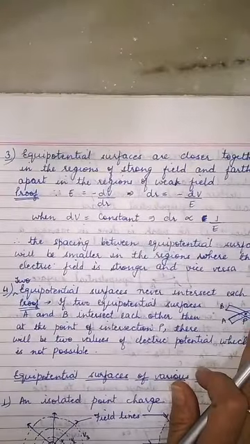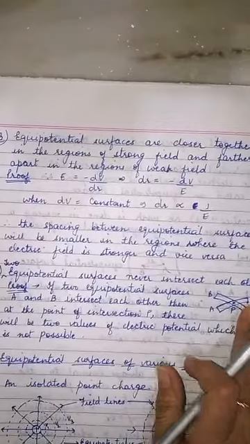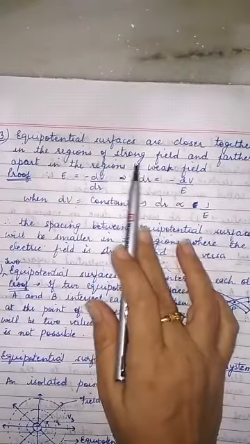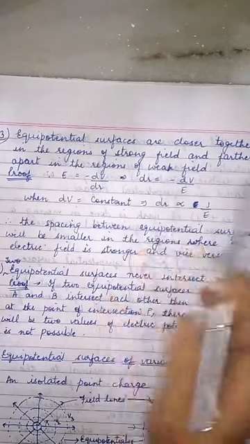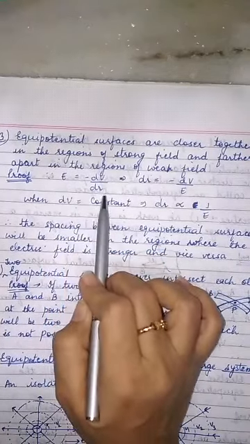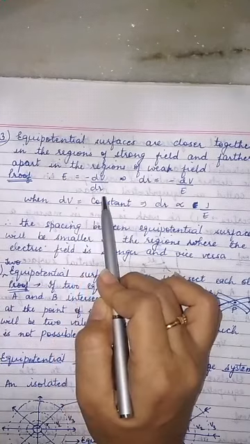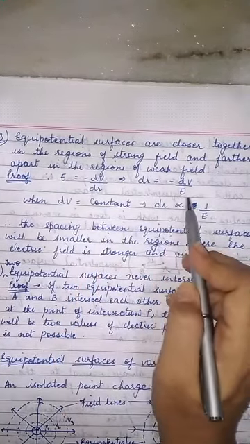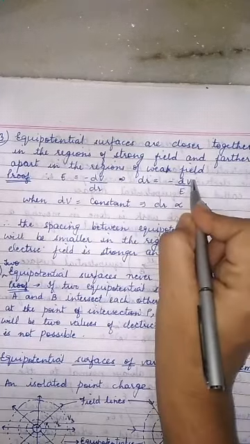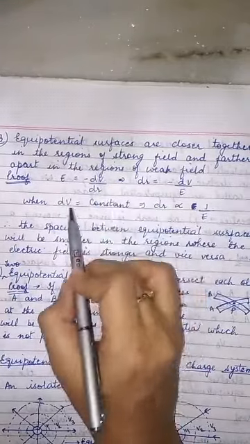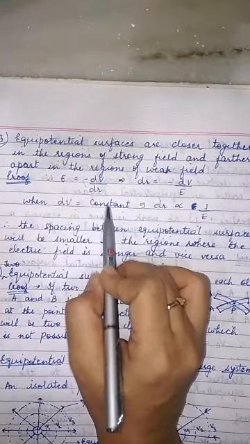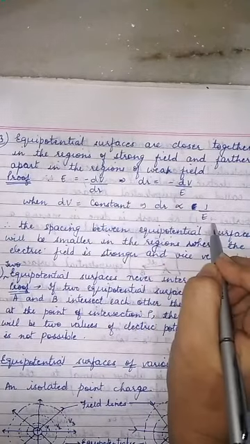The third property: equipotential surfaces are closer together in the regions of strong field and farther apart in the regions of weak field. You can also prove this. From the formula relating E and potential gradient, we have E is equal to negative of the potential gradient, that is minus dV by dr. So dr is equal to minus dV by E. Now this dV is the constant potential difference between the surfaces. So dr is proportional to 1 by E.